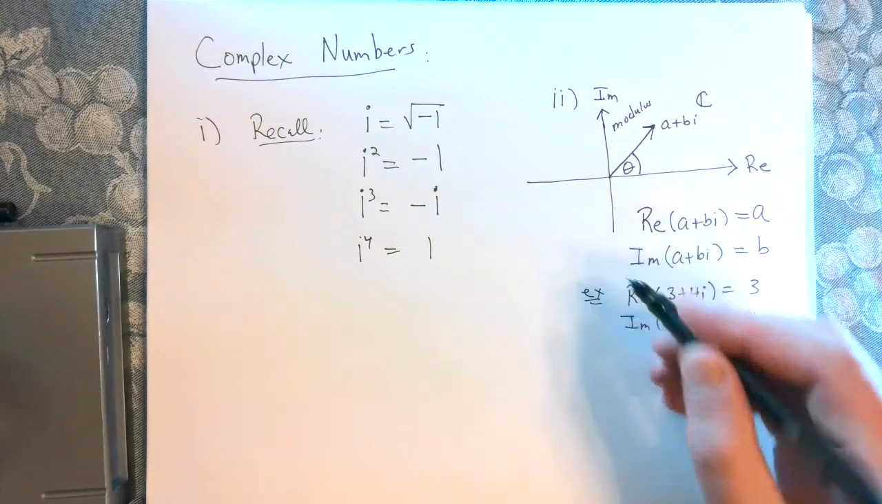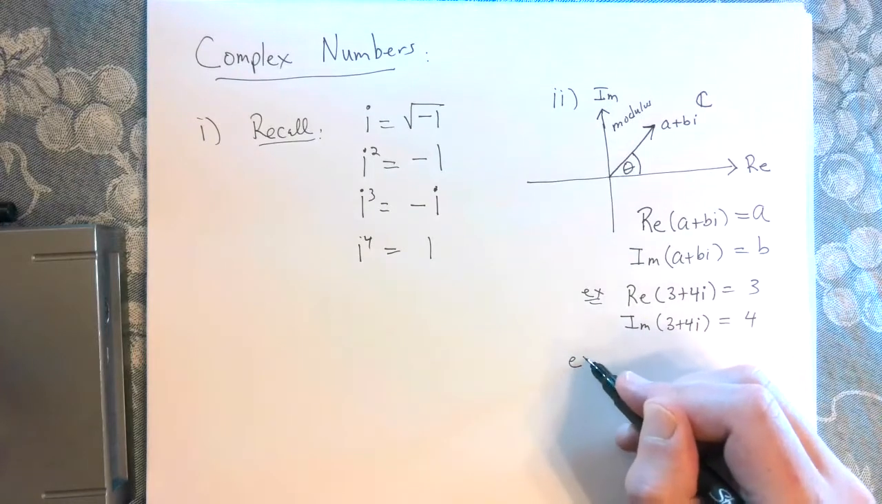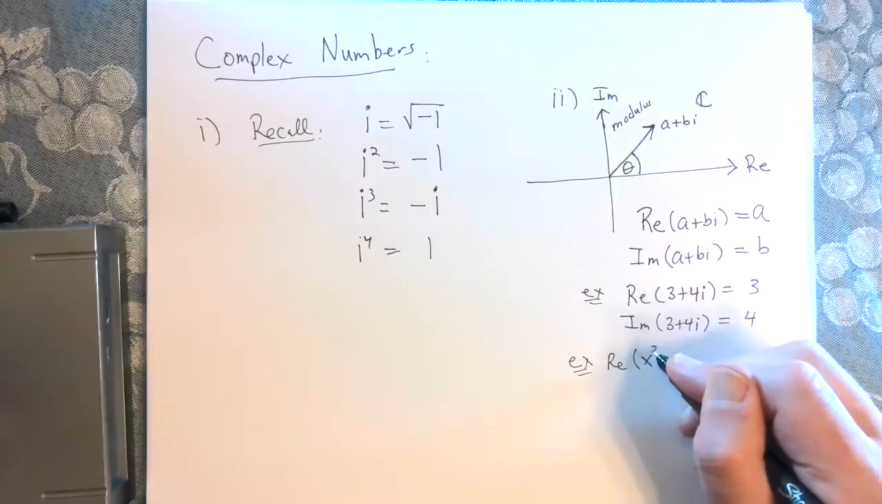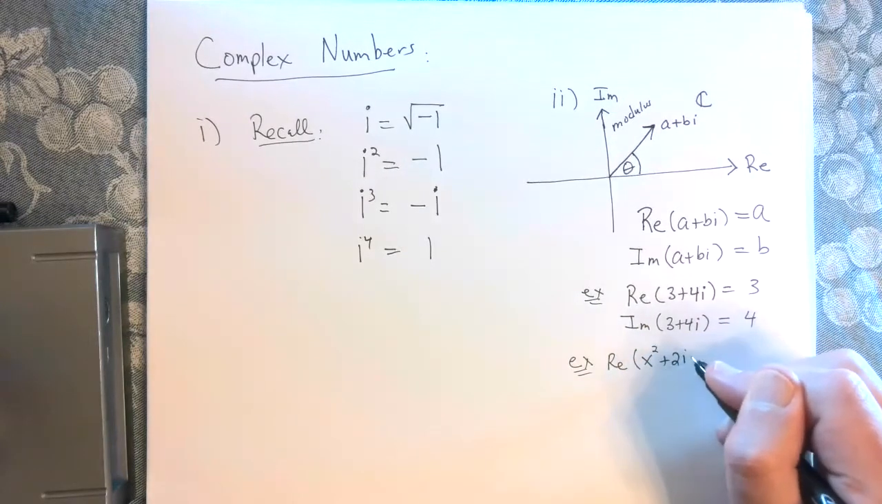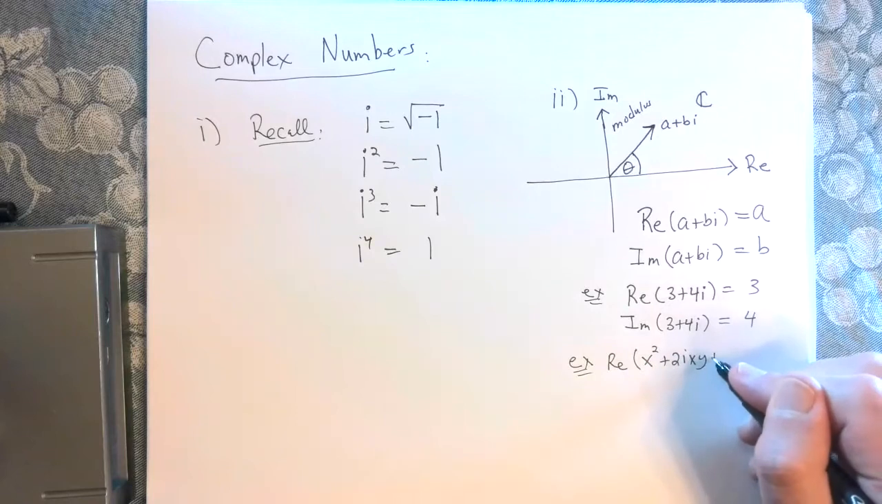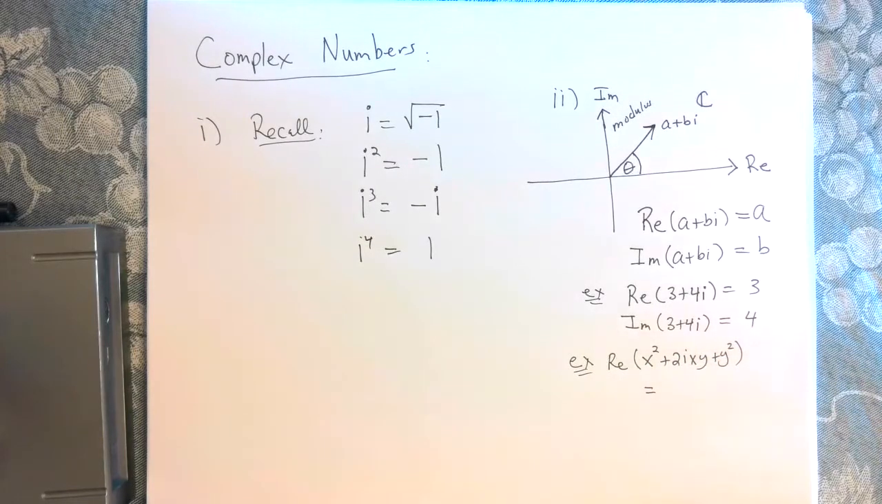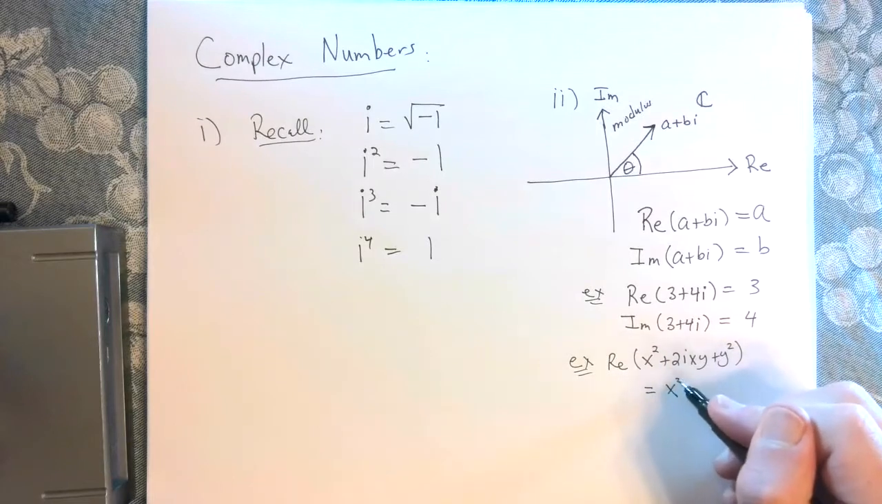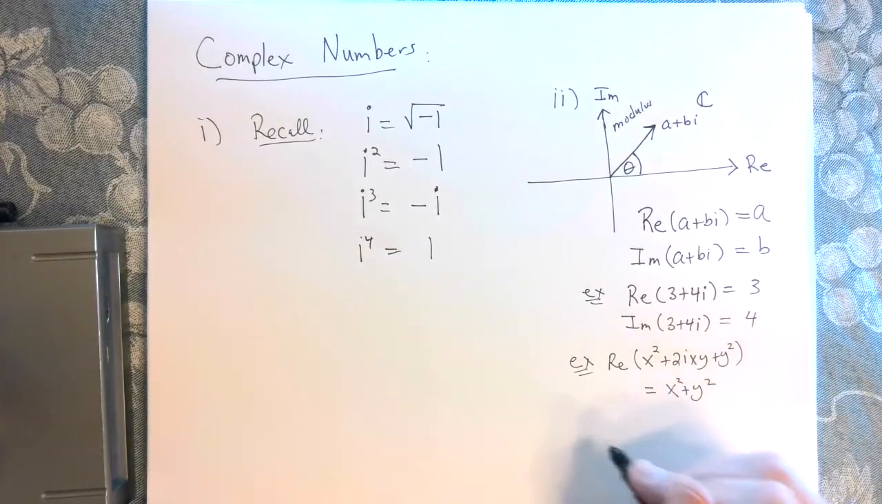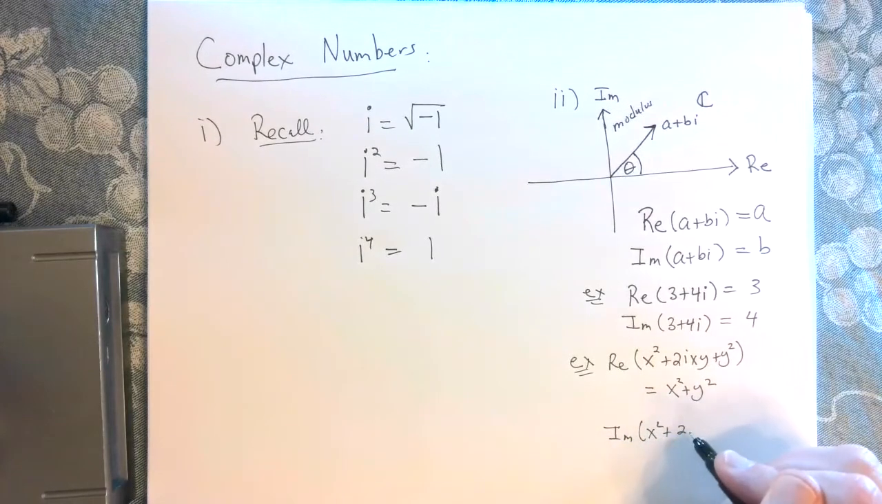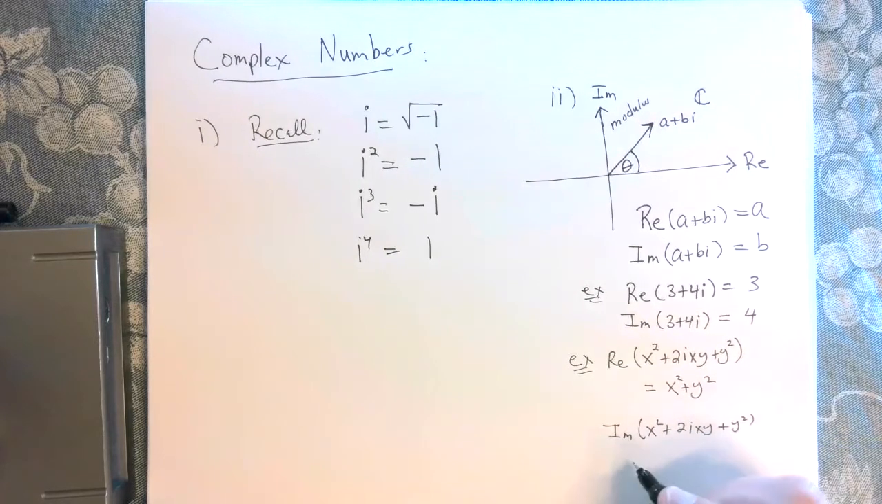Oh, we could do this in a more algebraic realm. Say I wanted the real part of x squared plus 2i xy plus y squared. Well, I'm essentially looking for the terms that don't have an i. So the real part would be x squared plus y squared. And if I want the imaginary part of this, I want exactly what's attached to i. So that would be 2xy.